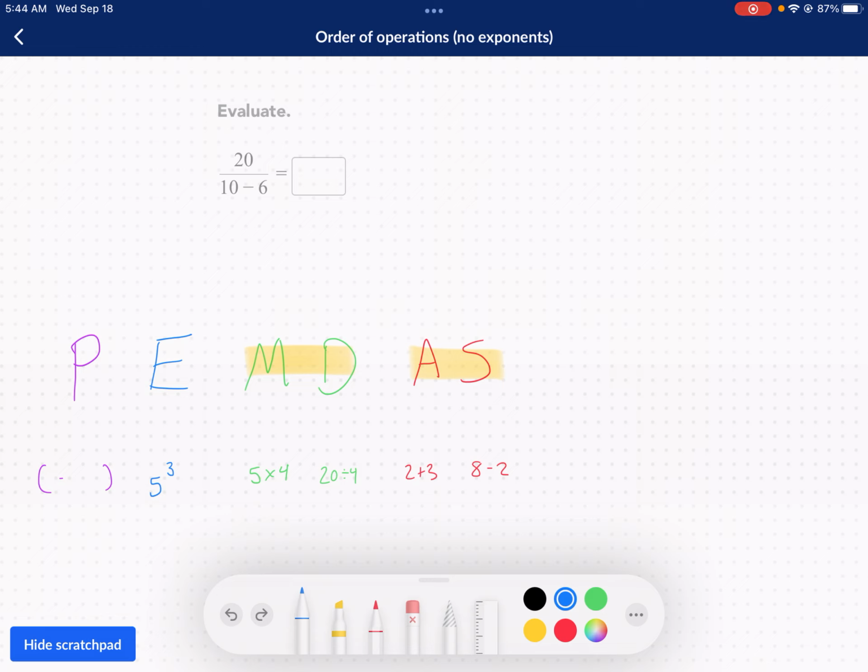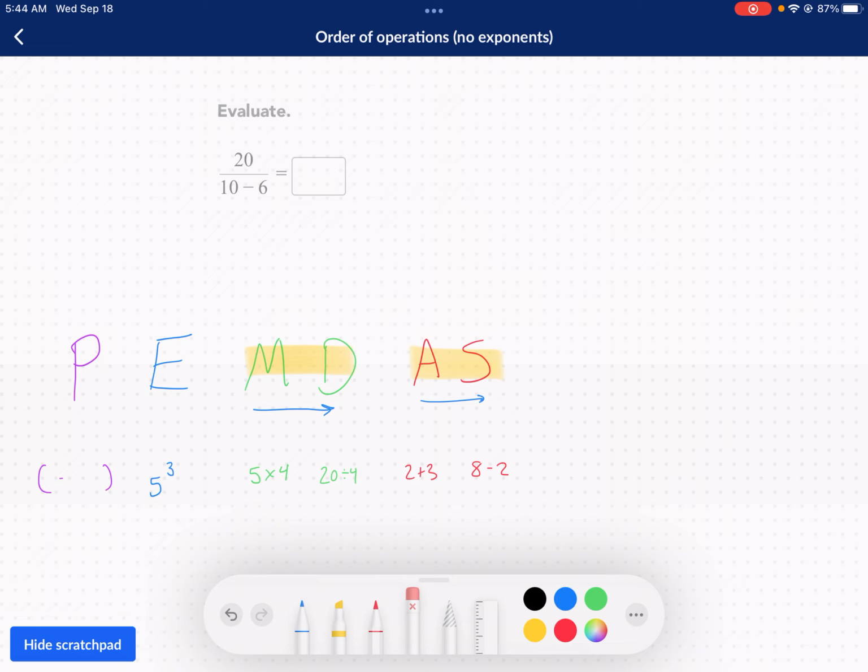Multiplication is not in any way better or of higher order than division, but whichever one you see first, you're going to go left to right. Whichever one appears first, that's the one you're going to do. And that's the same thing for addition and subtraction. So you're not going to do addition always before subtraction, only when it appears before subtraction left to right. And the same thing for multiplication and division.